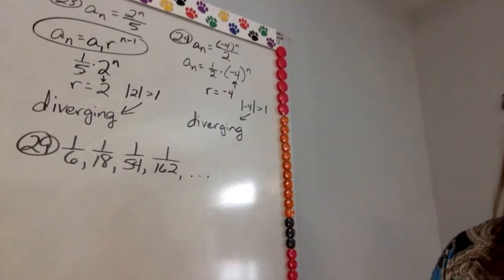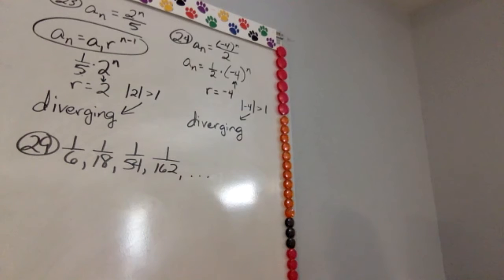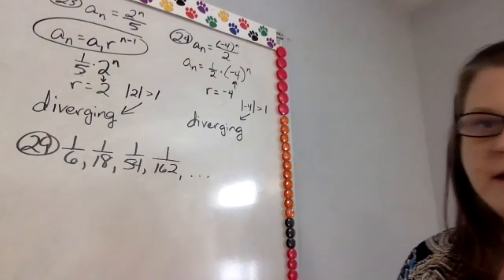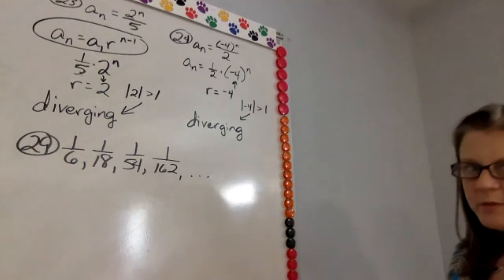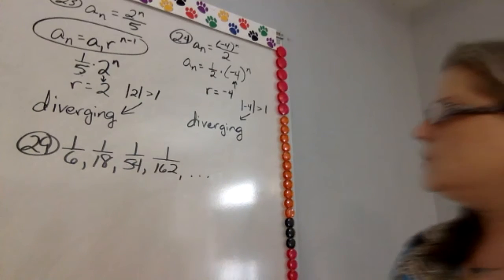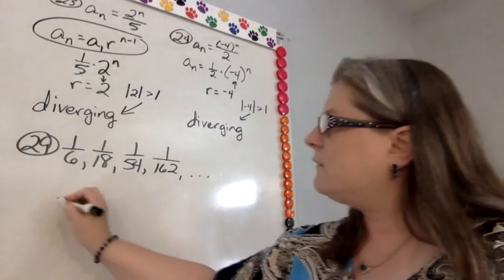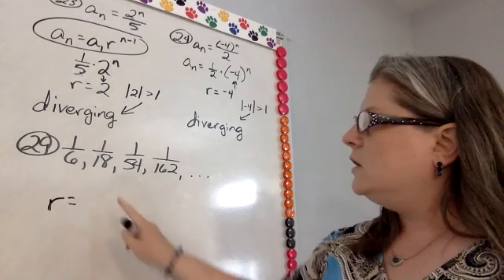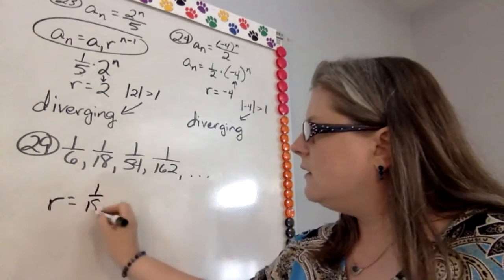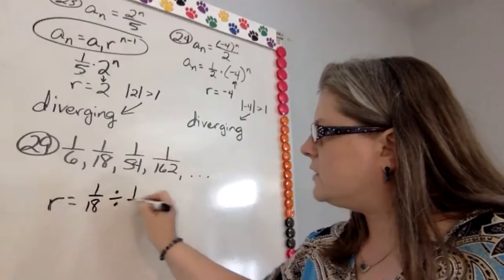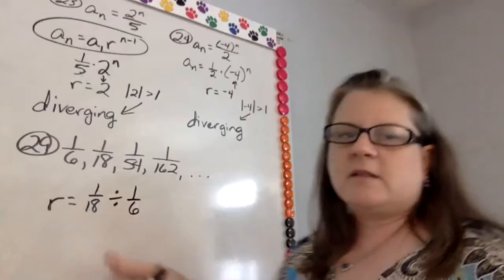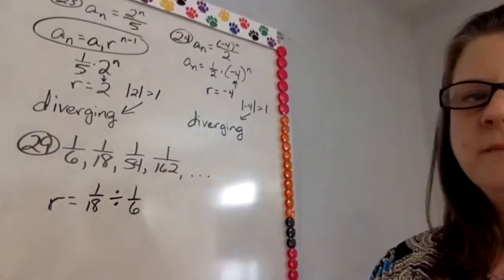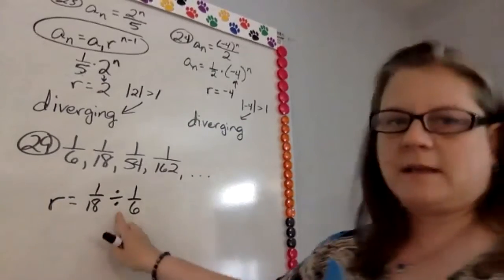Then the next ones that we skipped were number 28 and 29. I'm doing number 29 because it has fractions, and I know how much you all love fractions. Then you all will try number 28. When we're trying number 29, we're looking for R, our common ratio. To find that common ratio, you take second term divided by first term. I wrote it like this so I didn't have fractions in a fraction, because that's even more confusing. So I wrote it out the old way with the division sign.